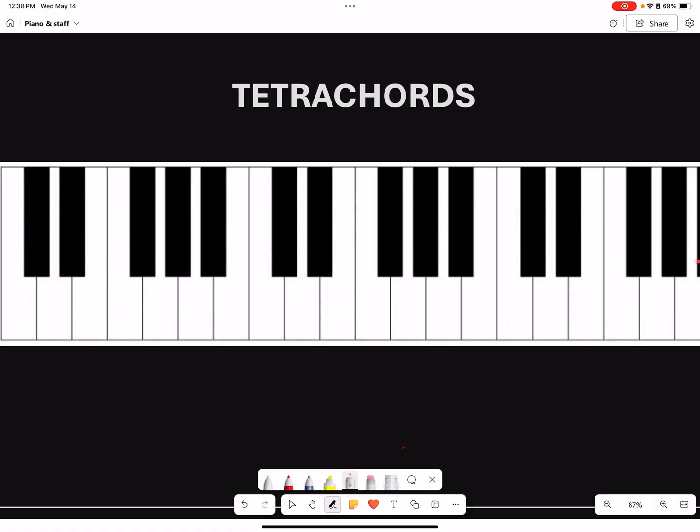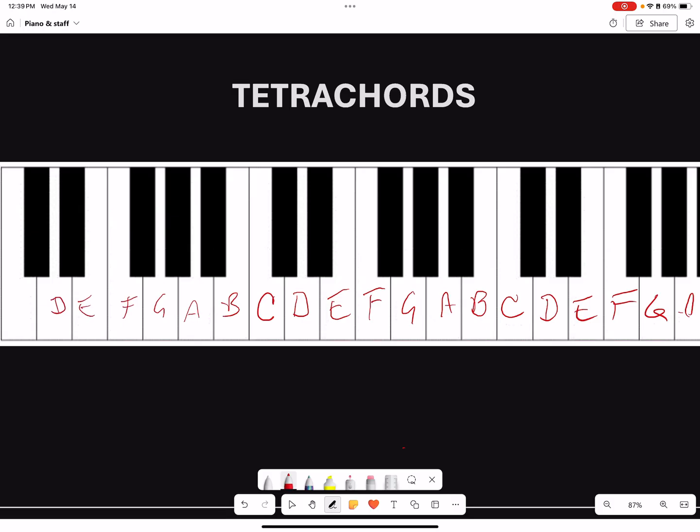If you can find a set of 2 black keys, the note just to the left right here is letter C. And if you know that this is C, you can now fill in the rest with your musical alphabet. That makes this D, that makes this E, F, G, A, B, C, D. Get what I'm doing here? E, F, G, A. I can also go backwards. B, A, G, F, E, D, C.